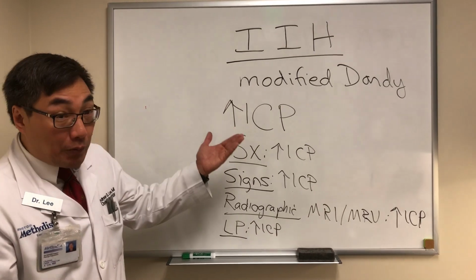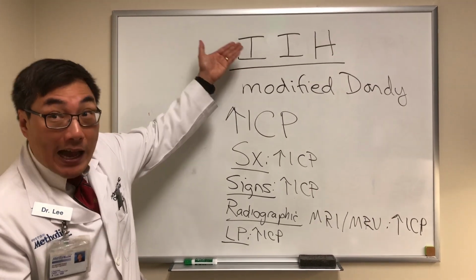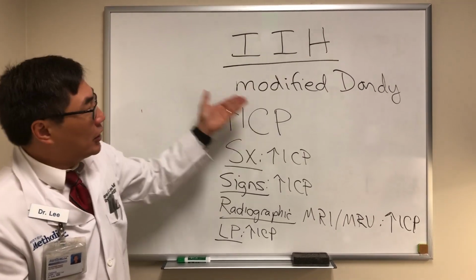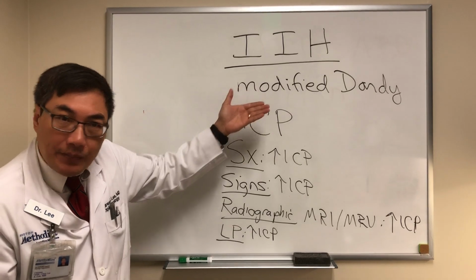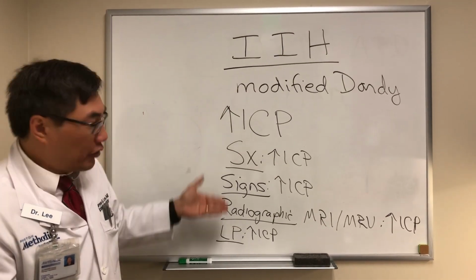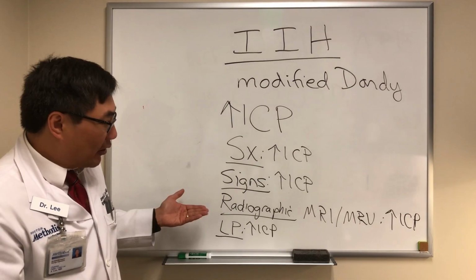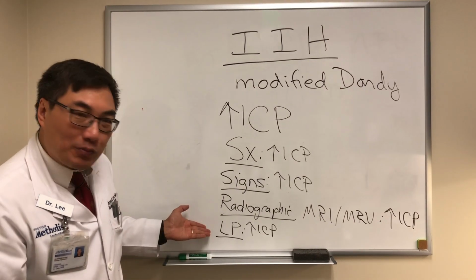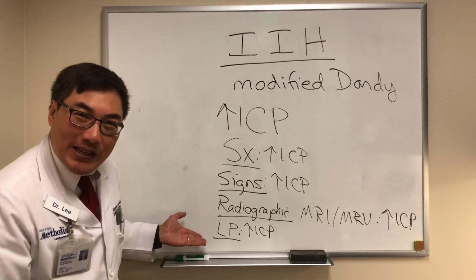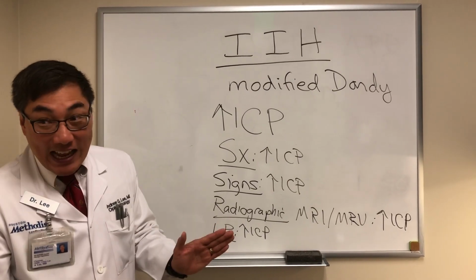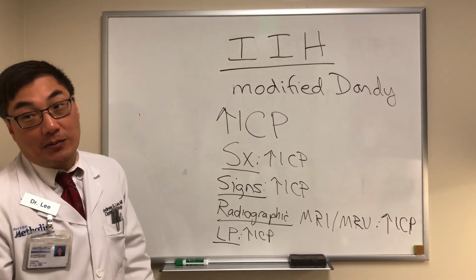And so, in summary, to make the diagnosis of idiopathic intracranial hypertension, you must follow the modified Dandy criteria, and it's all about ICP. You can have only symptoms of increased ICP, signs of increased ICP, radiographic signs of increased ICP, and your spinal tap better show increased ICP, but nothing else. And if you've done that, then they have pseudotumor cerebri.